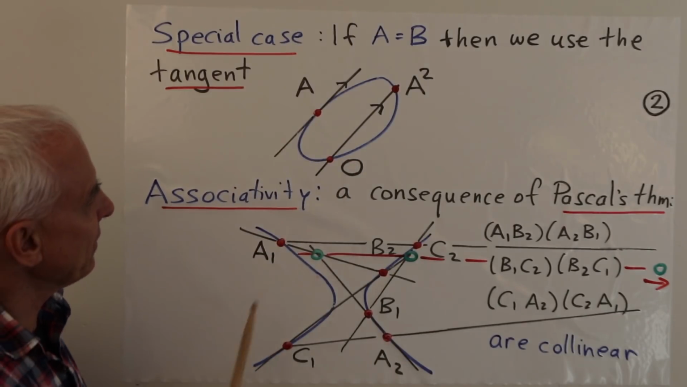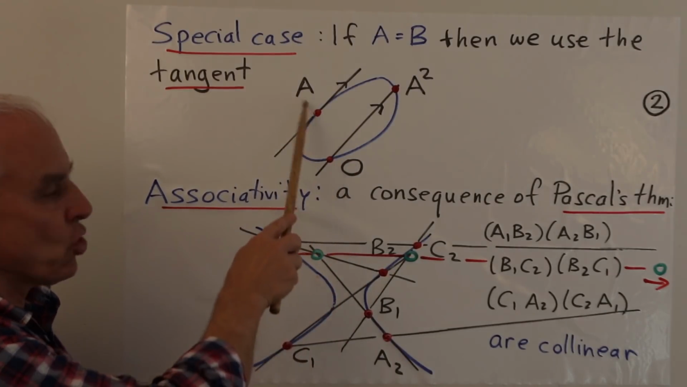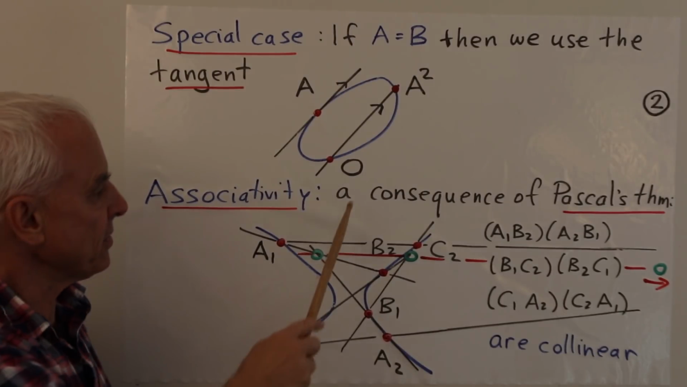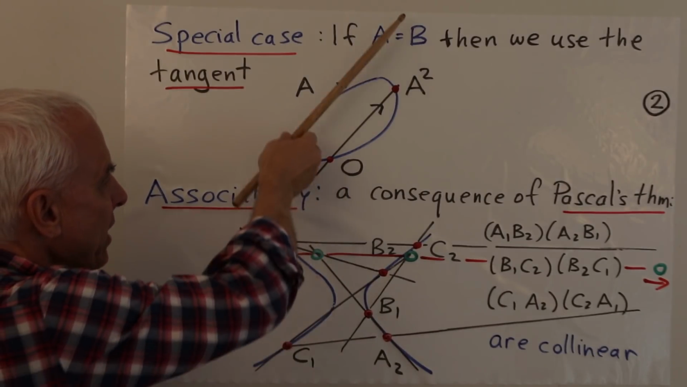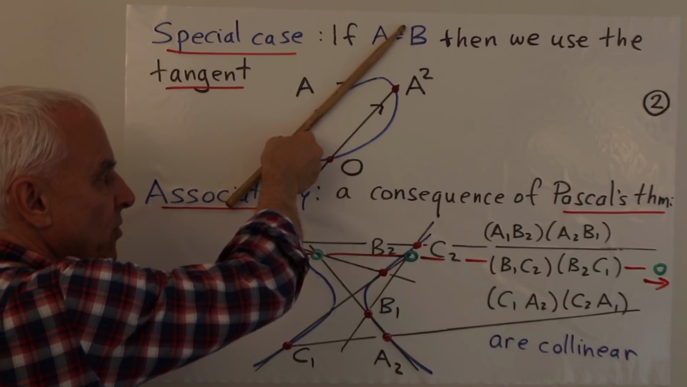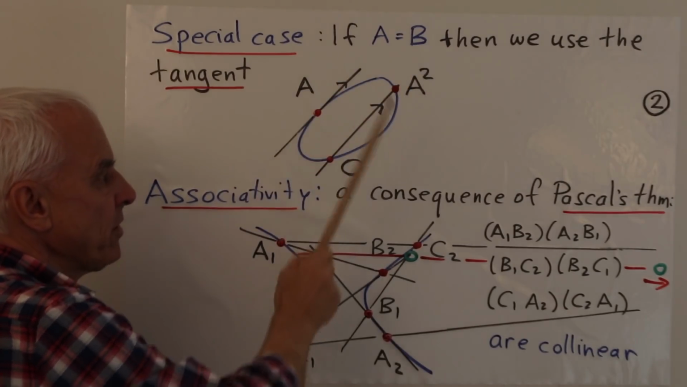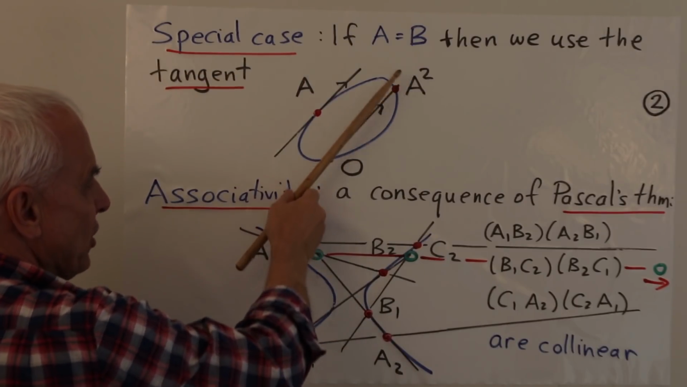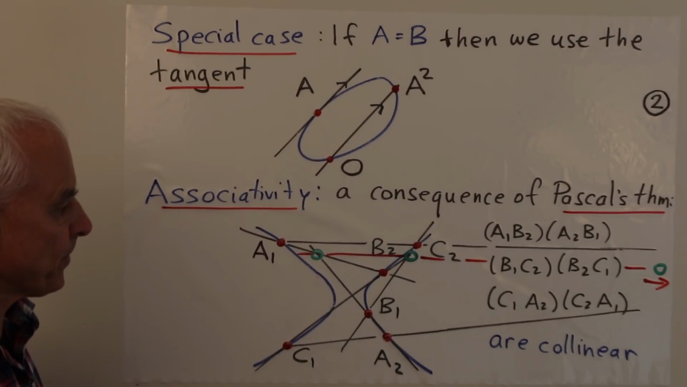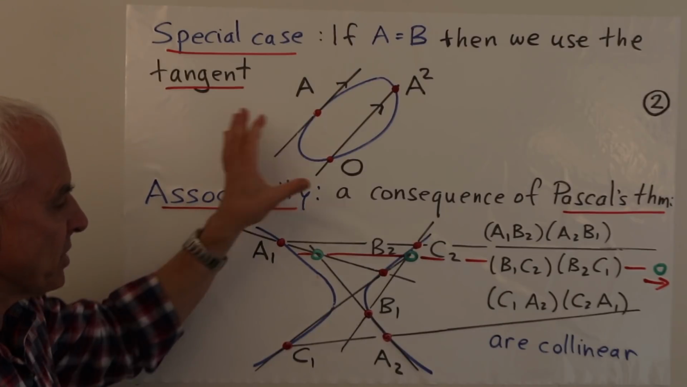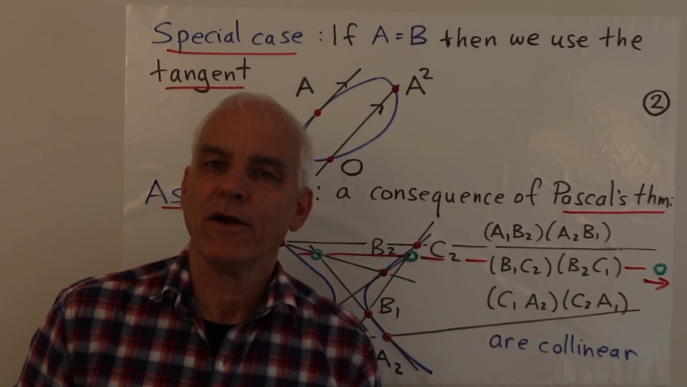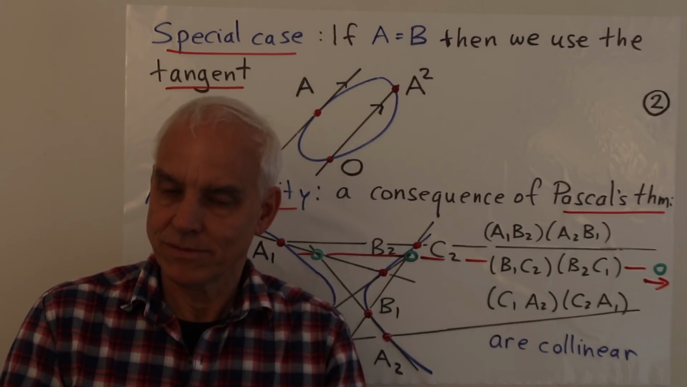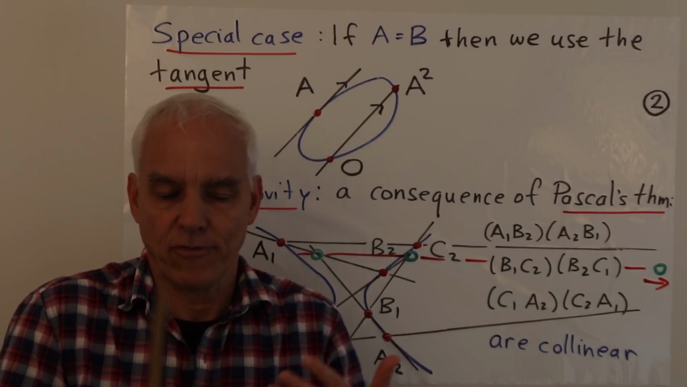So in that case, for example here, this would show you how to square the point A. There's our fixed point O, there's our point A, there's the tangent through A. So to find A squared, we just take the line through O, which is parallel to the tangent, and that's A squared.